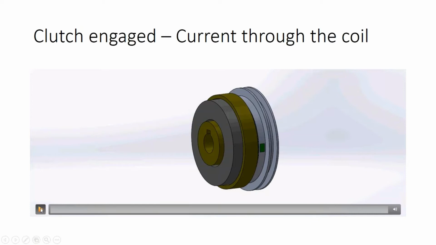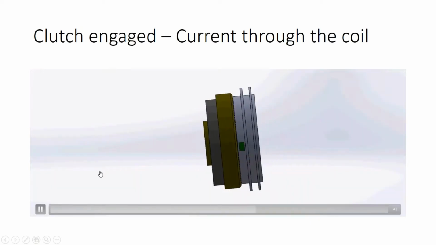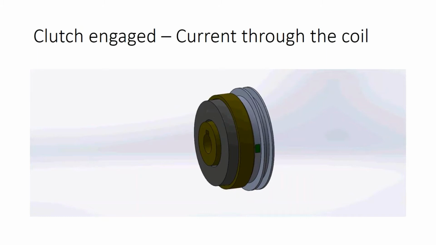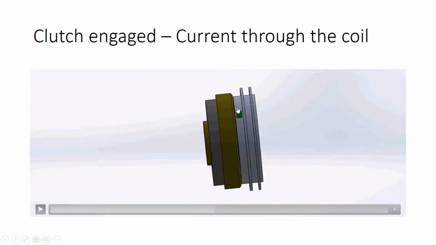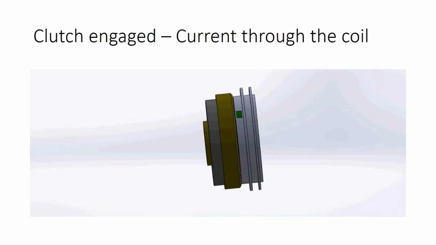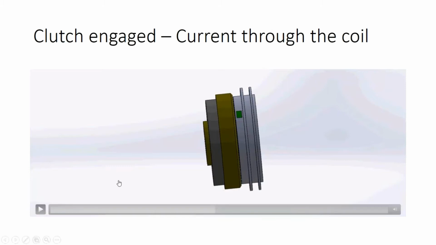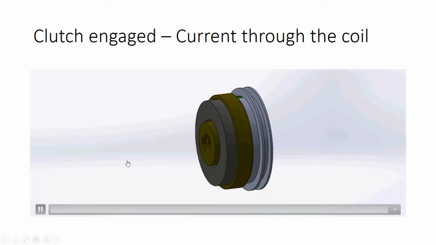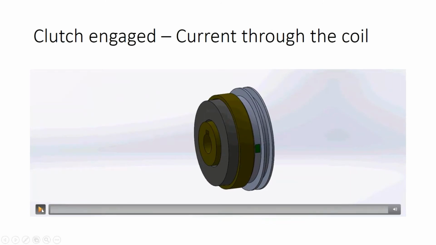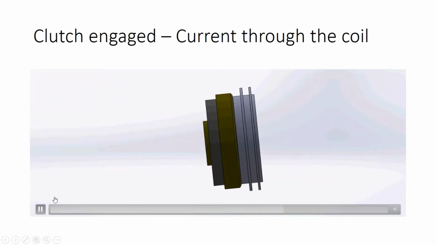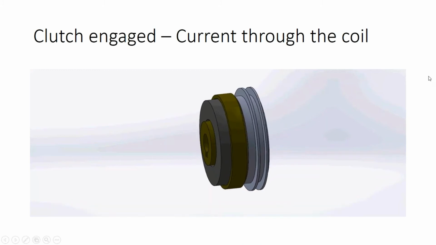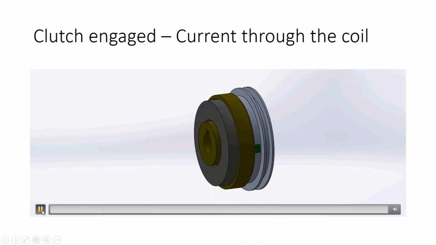Now what happens when the clutch is engaged? Now you can see here that both the driver and the follower rotate, and this is because there is no gap here. So there is a complete engagement between the driver and the follower, and due to friction there is no slippage, and hence torque is transmitted. You can see that as the driver rotates, the follower rotates as well. This is really the basic principle of an electromagnetic clutch.